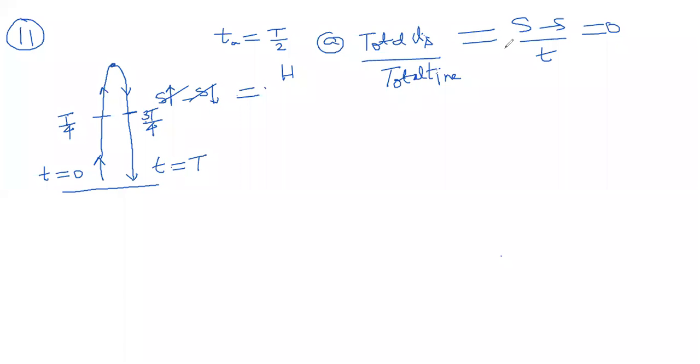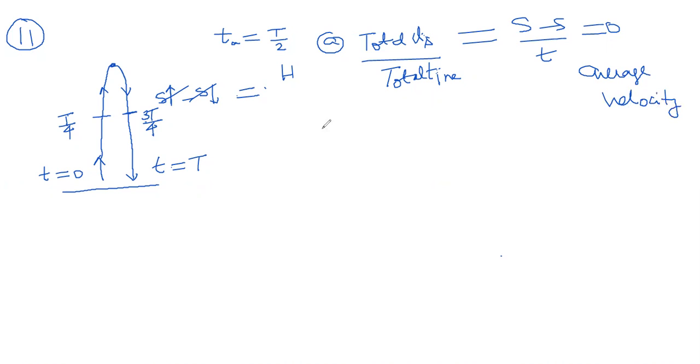Is this understood? From time t is equal to t by 4 to t is equal to 3t by 4 seconds, the average velocity is 0. That's because the total displacement over the total time is 0. That is called average velocity. That is the concept of average velocity.